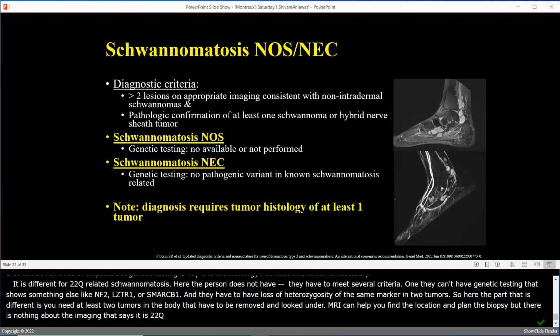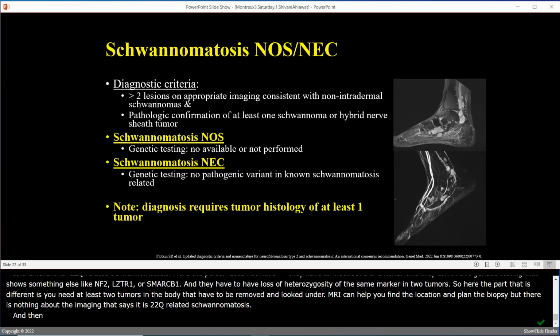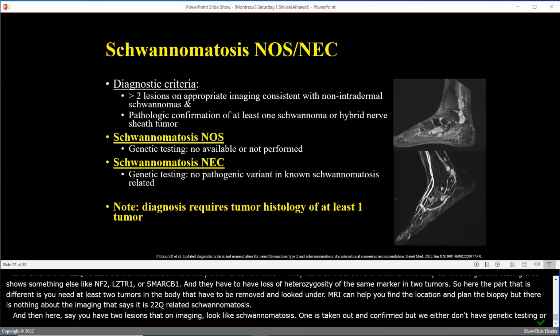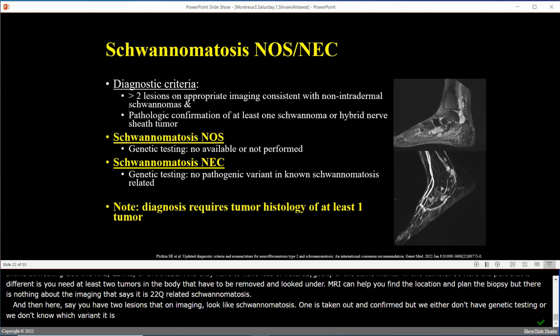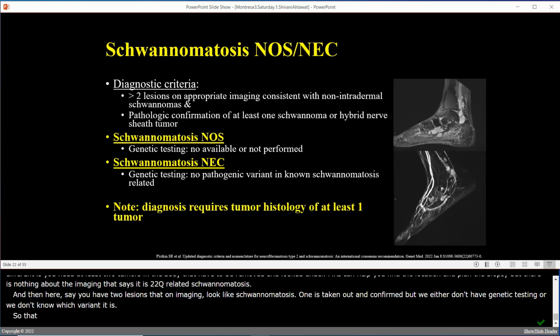And then here, say you have two lesions that on imaging look like schwannomas. One of them is taken out and confirmed, but we either don't have genetic testing or we don't know which variant it is. So that would be called schwannomatosis, not otherwise specified or not elsewhere classified.